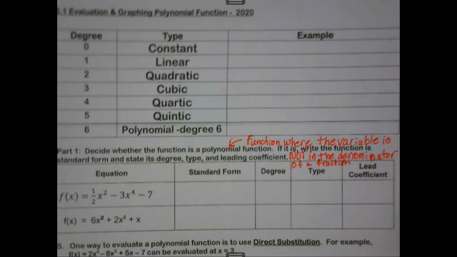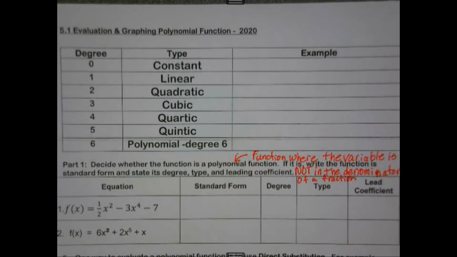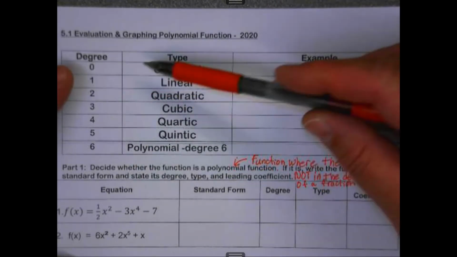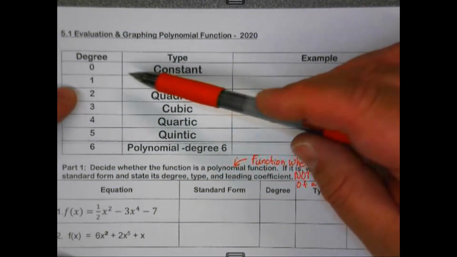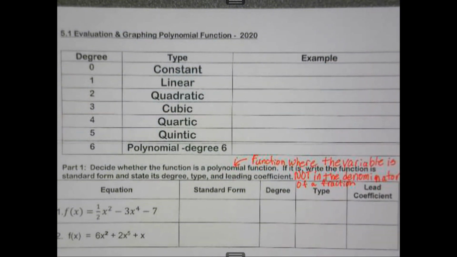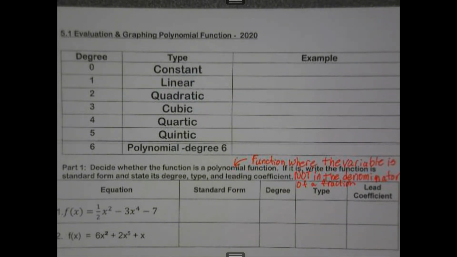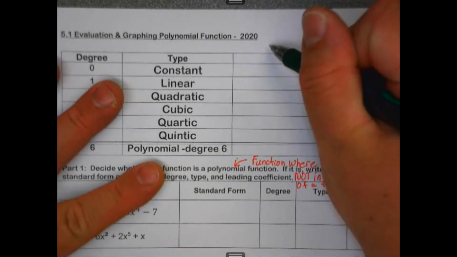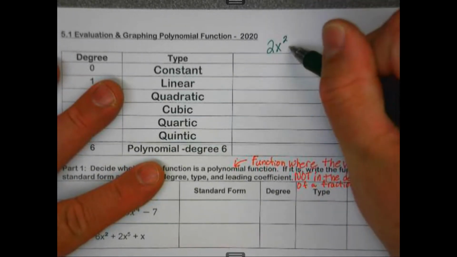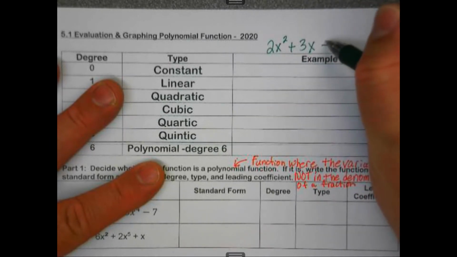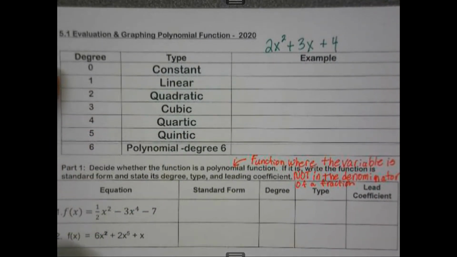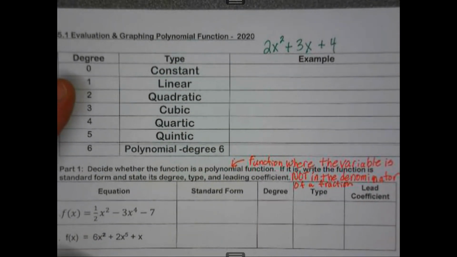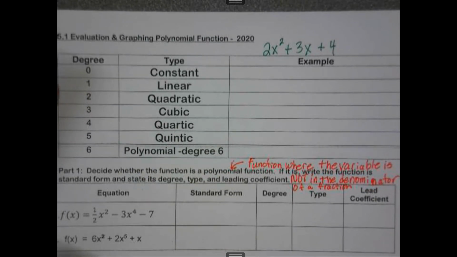Okay. Now we've got different types of polynomials. Well, we've got constant polynomials with degree 0. If it's first degree, linear, so on and so forth. So the first thing I'm going to do is I'm going to go up here and just make up a polynomial. Let's see. How about 2x squared plus 3x plus 4? Okay. That is a polynomial function because I do not have an x in the denominator of a fraction.